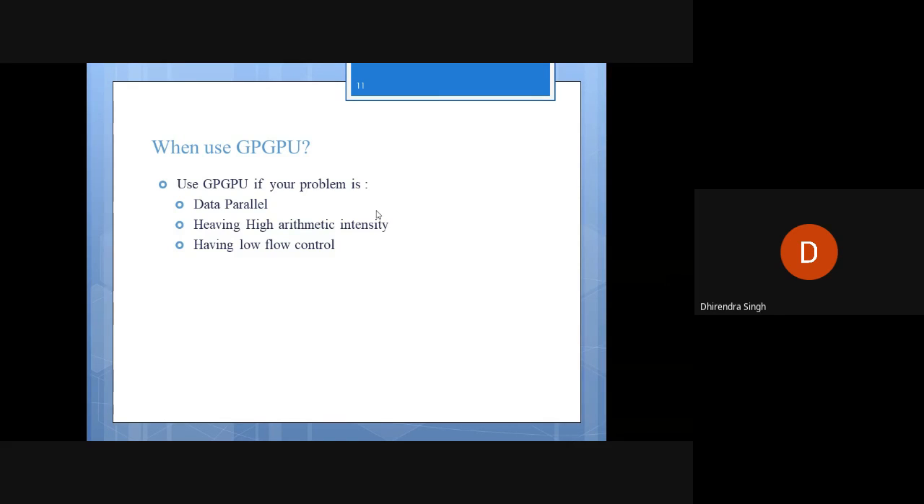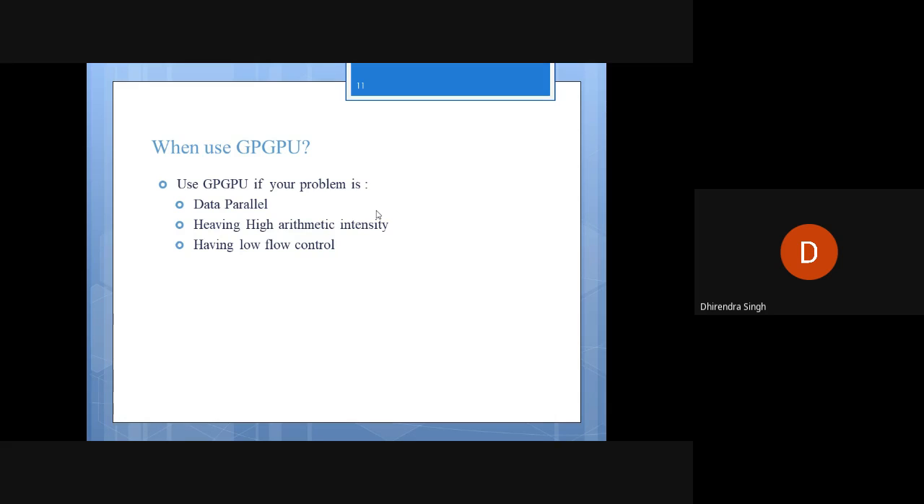And the third thing is having low flow control. What is flow control? If you have a problem with so many conditions inside it, if this condition is true, then do such and such operation, and next time if the second condition is true, do a different operation. If you have such multiple if-else conditions in the actual function which you want to execute on the GPU side, then it's going to reduce your performance.